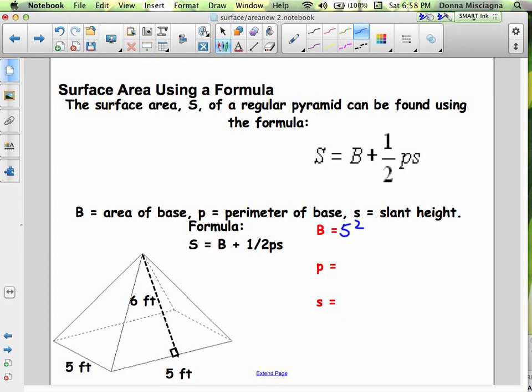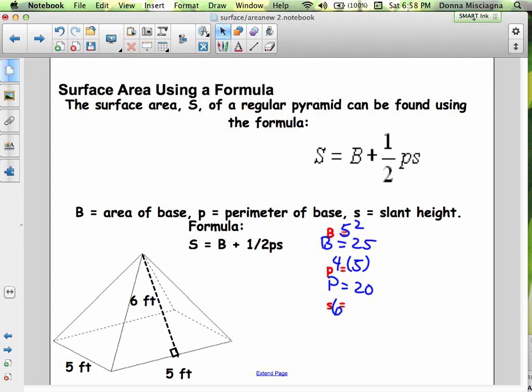Our perimeter, we have a square. They're all the same size. So 4 times 5, or 20. Oh, I forgot to write the area of the base there. Area of the base is 25. All right, and then our slant height is given to us, that's 6. That's okay, we'll just move these.